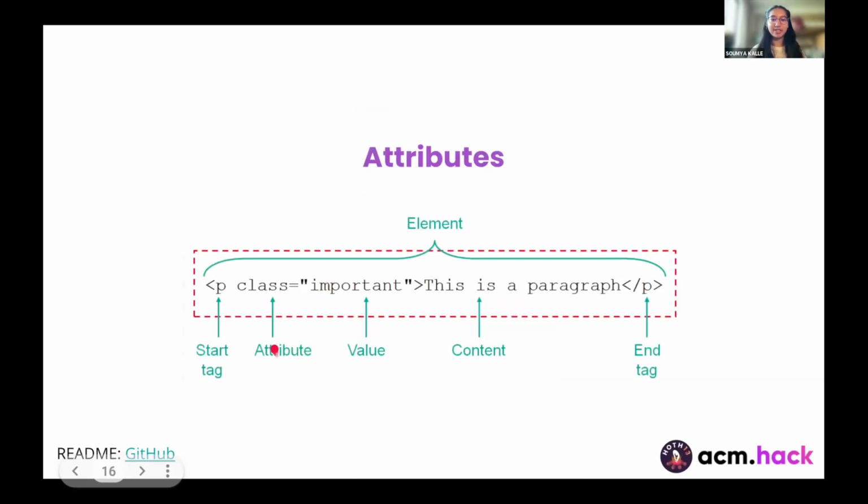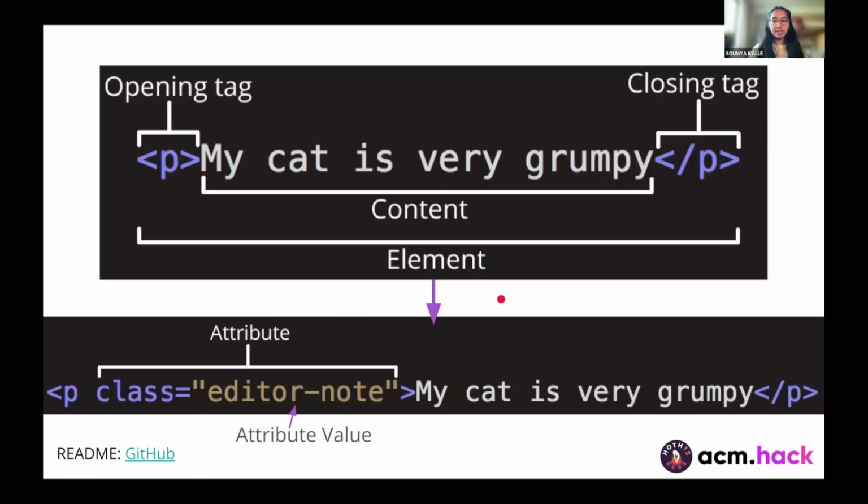All right, attributes, here we are. Class is the attribute. You see that we have the tags as usual, paragraph, right? Inside the starting tag, you have an attribute, which is kind of like a variable or another name, you could say. Then you have the value of the attribute, and then you have the actual content. All this together creates an element. Here's another example. We have the opening tag and the closing tag. This is the regular content element. And if we add a little attribute here, that's where it's saying my cat is grumpy. That's an editor note. That's kind of how it works.